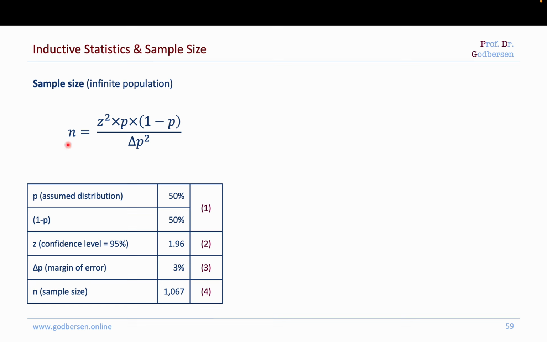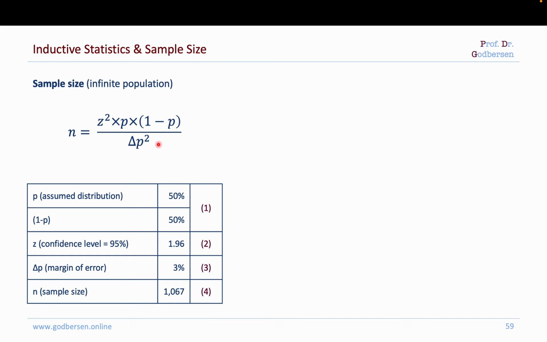We have the sample size, n. z is a z value that represents the confidence level, so the probability that our results match the true values in the population. We have p and 1 minus p. P is an assumed distribution. You normally take 50%. That is your default approach. And if you take 50%, it is 50% times 1 minus 50%, which is 50% times 50%.